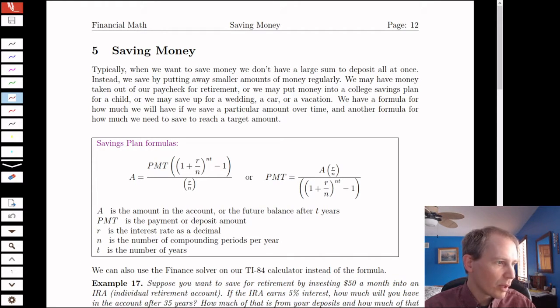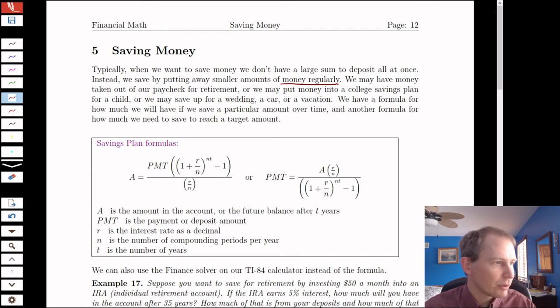So what we want to do is look at what happens if I save money where compound interest is involved. In section 4, we looked at compound interest, and that included saving money. But when we talked about compound interest, we were putting a lump sum of money in at the beginning. That's not what we always do with money. Sometimes when you're saving money, you say, I'm going to put away a little bit every week or every month. So that's the situation we want to talk about here. What happens if I want to put money in regularly?